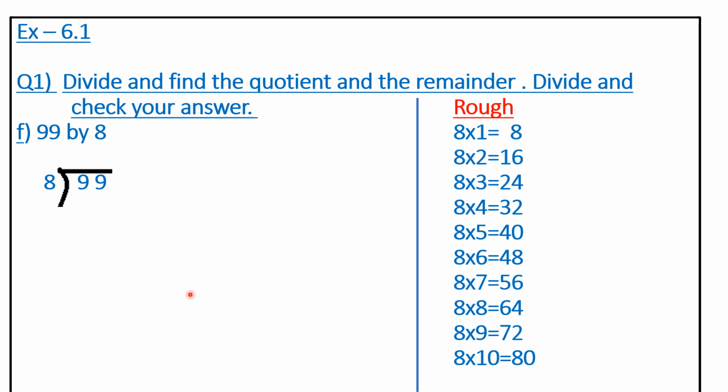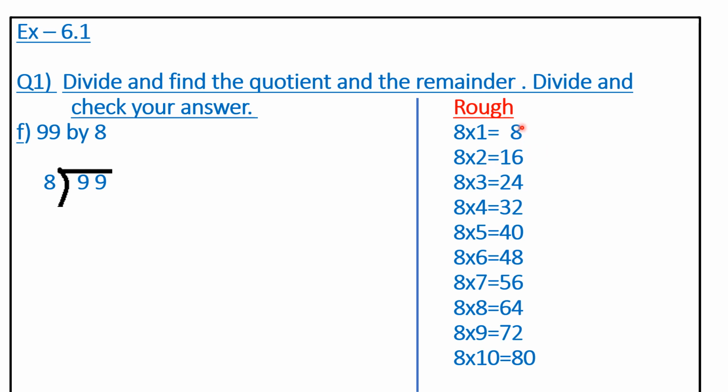Now children, you have to divide 8 and this 9. So you have to read the table of 8 and you have to divide this 9. As 9 is more than 8, so you can divide. Okay. This number always should be greater than the divisor. So here 9 is more than 8, so you can do the division. Now you read the table of 8 and we have to get 9, or just a number less than 9.